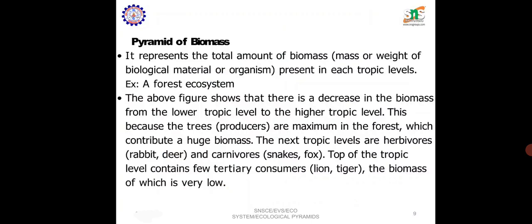So the pyramid of biomass represents the total amount of biomass present in each trophic level. For example, a forest ecosystem. The above picture shows a decrease in the biomass from the lower trophic level to the higher trophic level. This is because the trees are maximum in the forest, which contribute a huge biomass. The next trophic levels are herbivores and carnivores, and the top trophic level contains few tertiary consumers, lion and tiger. So the biomass is very low here.